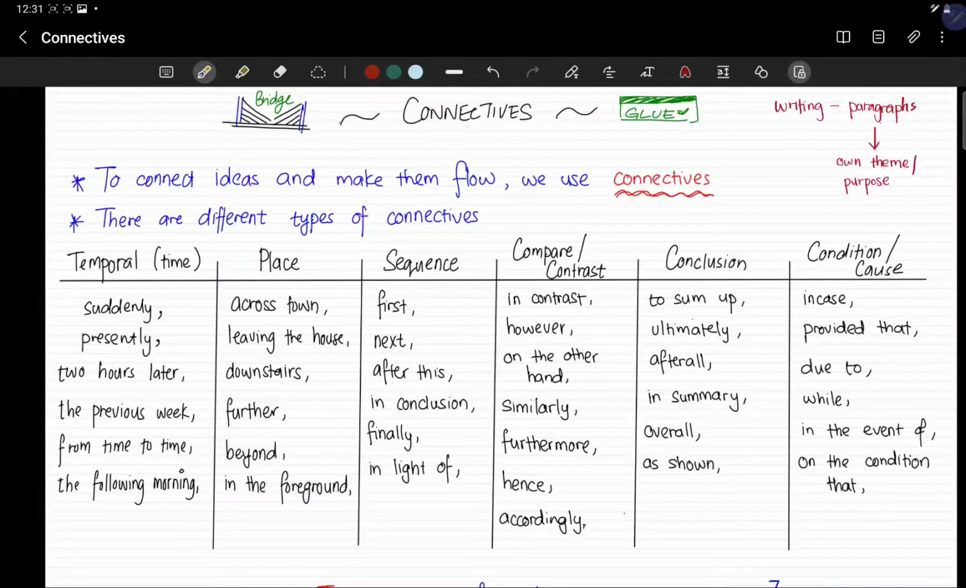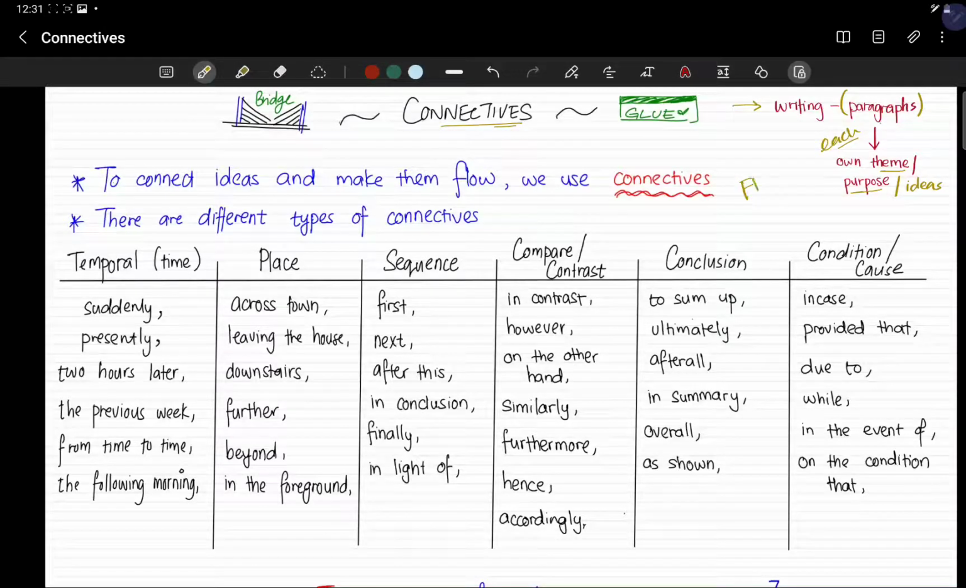Our video today is going to be about connectives. But before we move further into discussing connectives, let's first talk about our writing. Whenever we write, we use paragraphs to showcase different themes or purposes or even ideas. Remember that each paragraph should have its own theme or purpose or idea.